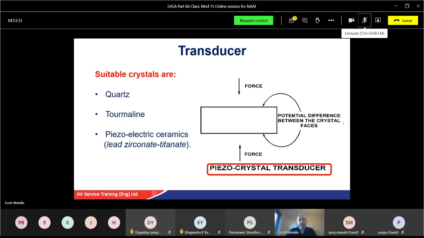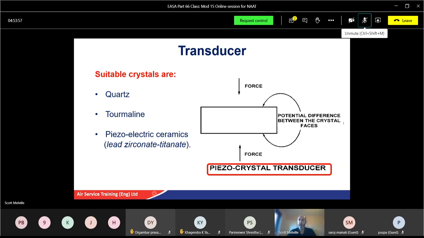When you're fitting these transducers, because they've got these quartz, tourmaline, and piezoelectric ceramics in them, it's very important that the screws that screw into the body have a special torque, a very small, very fine torque. If you over-torque or under-torque it, you could induce too much or not enough pressure in the casing, and that will give a false reading.